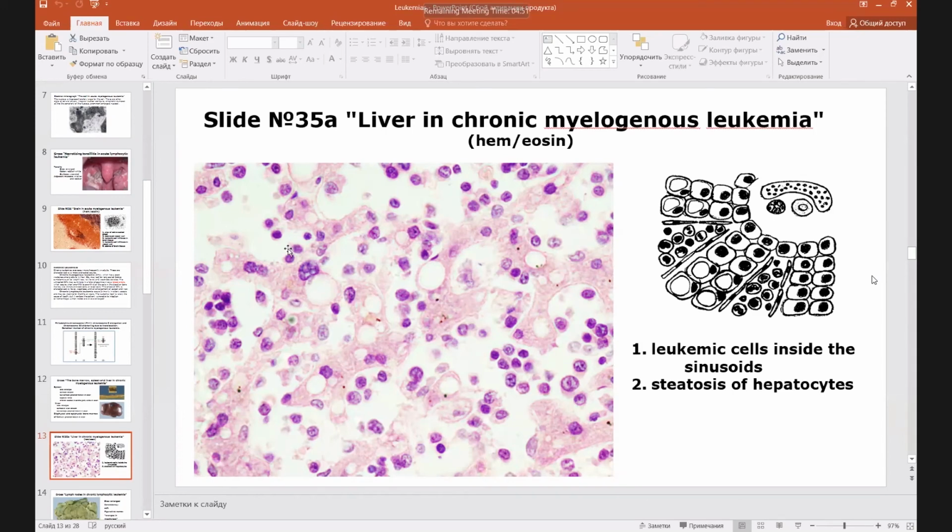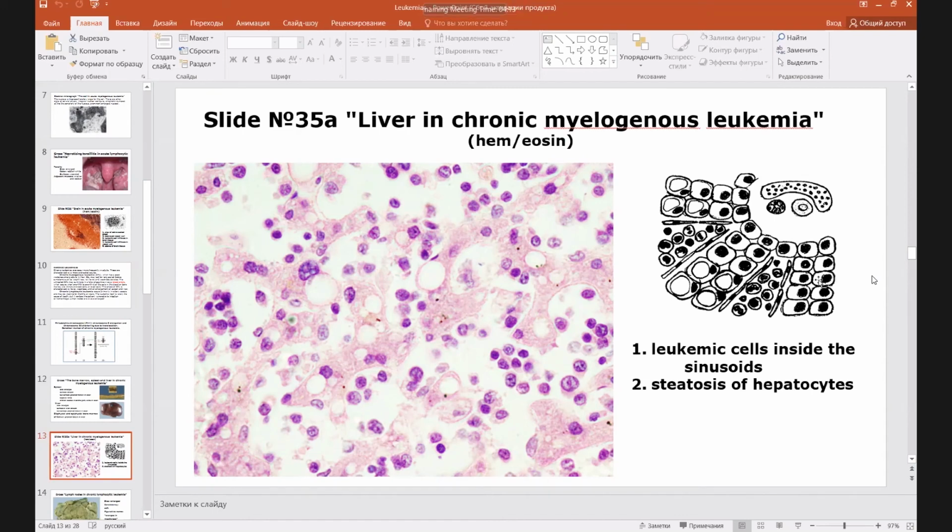You see, under the high magnification, these leukemic cells can be revealed inside the sinusoids of the liver, and the adjacent hepatocytes of the hepatic cords contain these multiple whitish colored bubbles, fat, in their cytoplasm. Fatty changes of hepatocytes are also visible on this photo. What is the reason for these fatty changes, for steatosis? Of course, deep anemia associated with all types of leukemia.